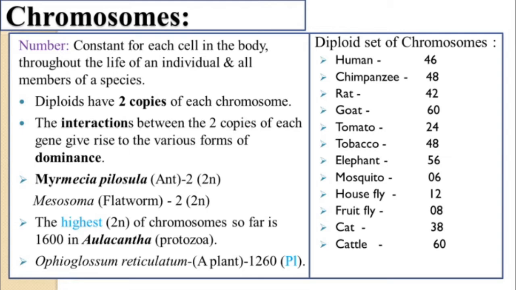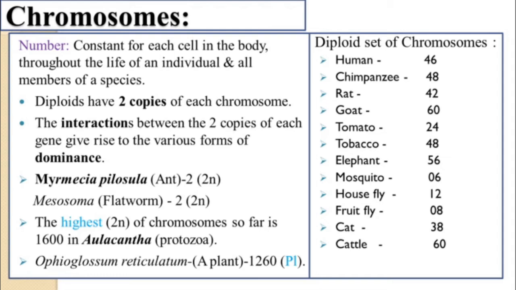If you look at the smallest chromosome number, in the ant and flatworm, in the diploid condition they have 2 chromosomes only: the ant Myrmecia pilosula and the flatworm Mesostoma. The highest number of chromosomes observed so far is in Aulacantha, a protozoan, which shows 600 chromosomes in the diploid condition. And a plant, Ophioglossum reticulatum, a polyploid plant, shows 1260 chromosomes.